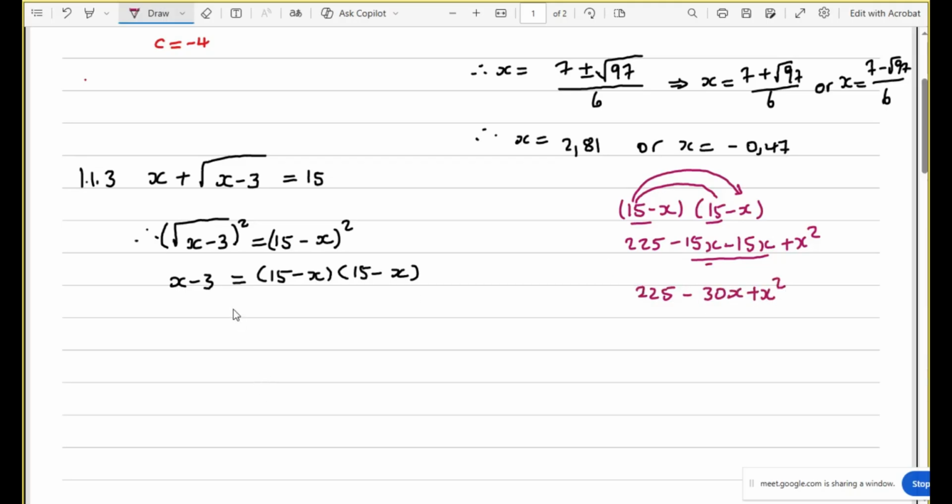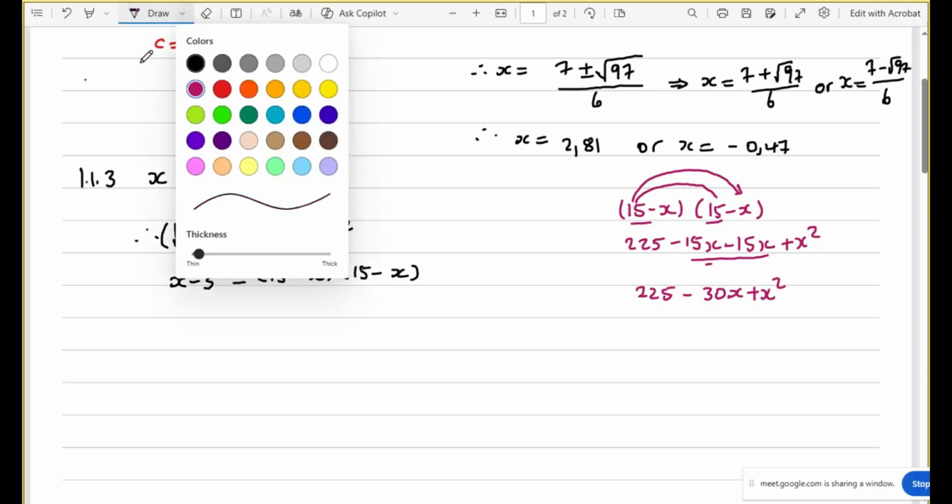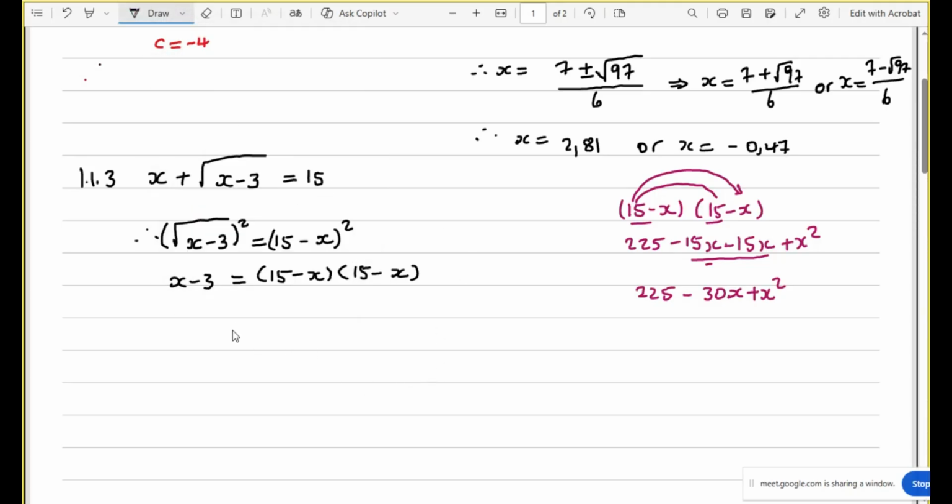So when we do the FOIL method, this leaves us with 225 minus 30x plus x squared, and this is x minus 3. So I need to arrange the equation. Let's put everything on one side. I have x squared, I have minus 30x. I bring the x this side to be minus x. Then I still have positive 225. I bring that minus 3 this side to be plus 3, and then we equate this to 0.